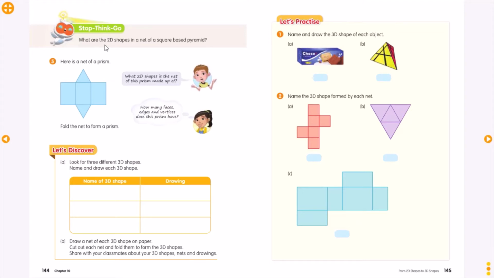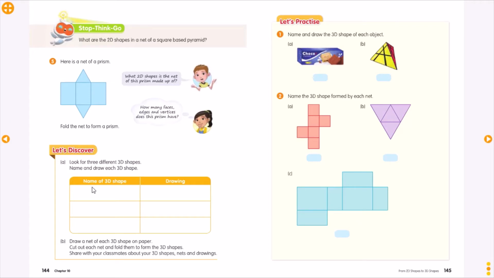So what are the 2D shapes in a net of a square-based pyramid? So if we have a square-based pyramid, what 2D shapes could be in a net? So here is a net of a prism, for example, just like this one here. So what could this net form? What could the 3D shape be formed for us? And what are the 2D shapes that are available in this 3D shape? I mean, this 2D shape can form a 3D shape, okay? So try to fold it and find or form a prism on your own.